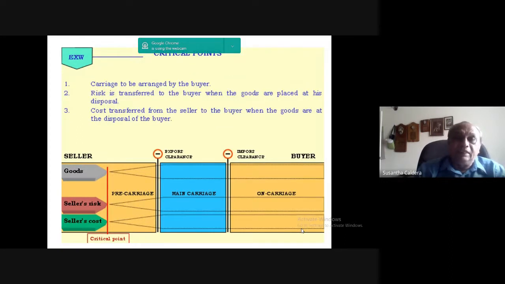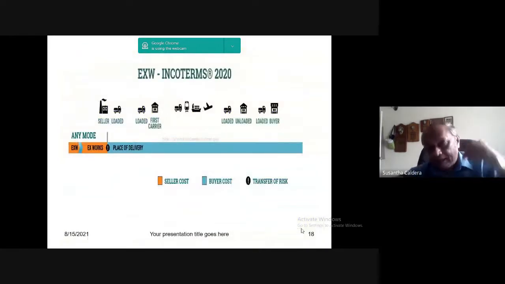In that case, the carriage is to be arranged by the buyer. The buyer has to sign the contract with the carrier. Right? Then the risk is transferred to the buyer when the goods are placed at his disposal. Cost is transferred from the seller to the buyer when the goods are at the disposal of the buyer. Okay? That's another slide I can show you.